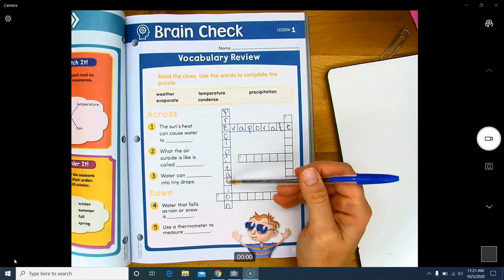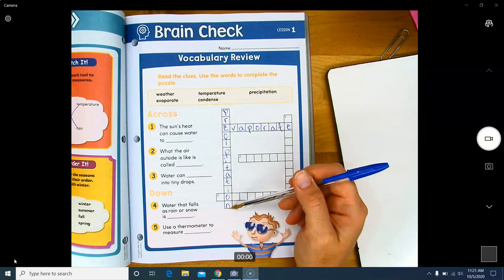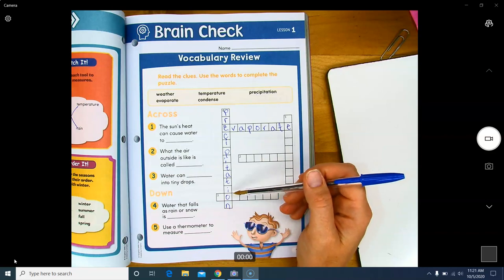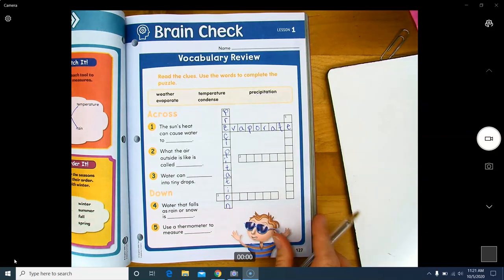There you go. If you misspelled it, you might not have enough letters for the rest of the boxes, or you might go past the box. So you did something wrong, okay? So you're going to finish that.